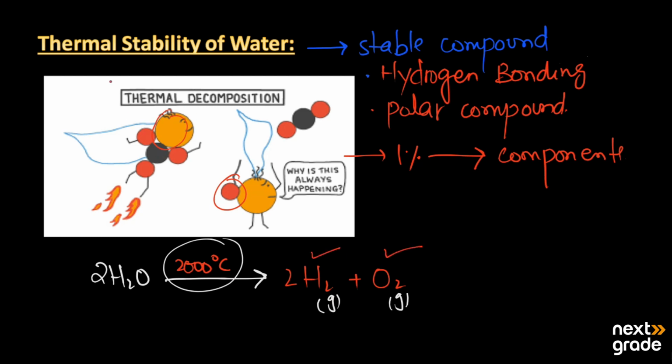Here you can see that this is the water molecule. When we provide heat to it, what happens? The water molecule just remains like this. This always happens because it is a stable compound, which is known as a thermally stable compound.